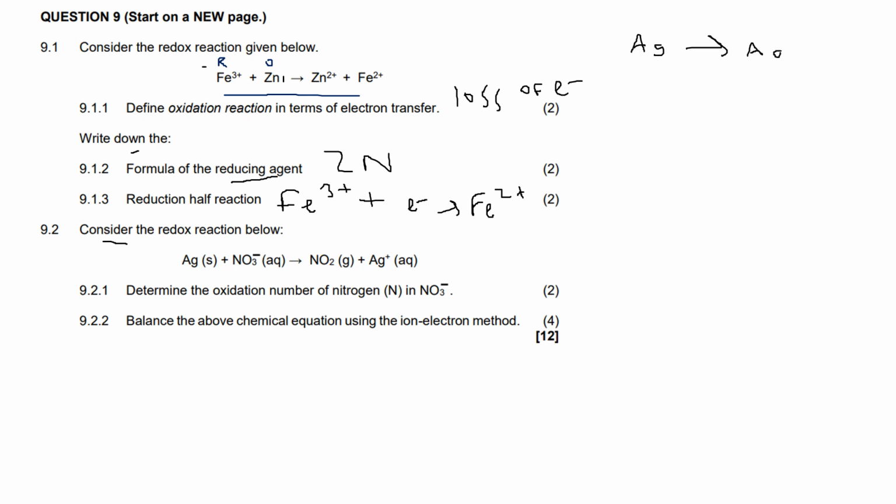Whenever you see plus, we know that it's loss of electrons. On the left side it was 0 charge, but on the right it becomes +1. So Ag has lost 1 electron. And whenever you are losing electrons, you're undergoing oxidation. So Ag is undergoing oxidation, meaning the other one must be undergoing reduction, which will be the gaining of electrons.